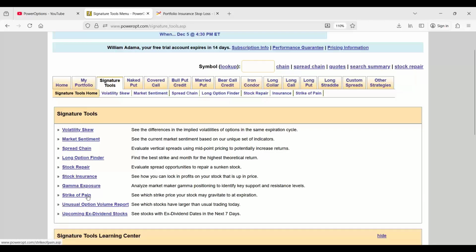The Strike of Pain tool. Now, this is a pinning tool. It's based on the max pain calculation that's been around since the 80s. And looking at values of open interest times the amount that a call or put is in the money or out of the money, it shows a pain value.